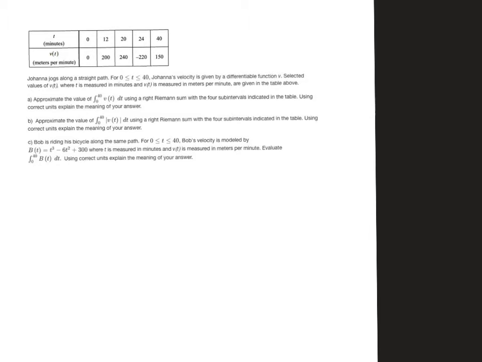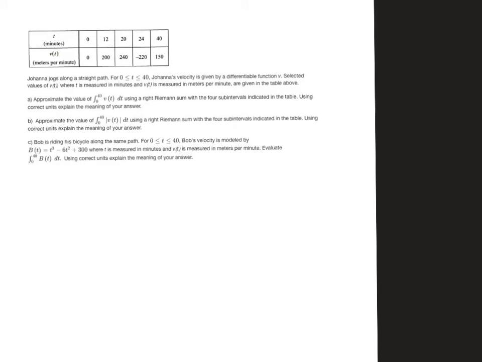So this is number 10 from the Chapter 5 quiz review. In this problem, we're given a table, and this table represents the velocity in meters per minute of Joanna's jogging. It says approximate the value of the definite integral from 0 to 40 of v of t dt using a right-Riemann sum with the 4 subintervals.